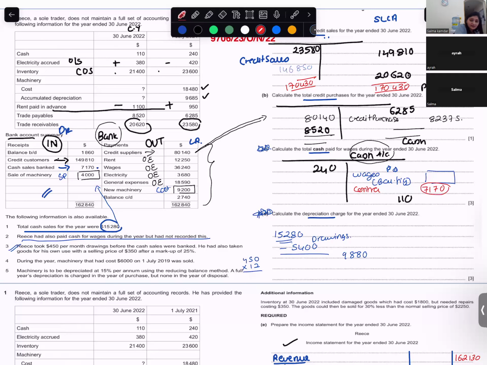What have you received in cash? The sales, 15,280. You received the sales, you put 7,170 in the bank. Then what? The drawings. Drawings, how much? 5,400 on the credit side.